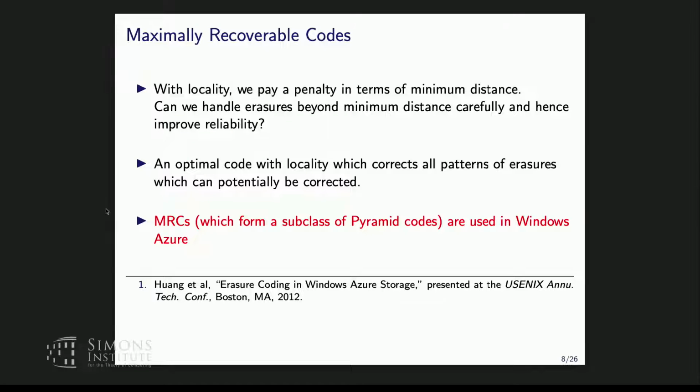So what is an MRC? The way to think about it is that if I am given an LRC topology specified by parameters, let's say n, r, and a few others, then I'm asking what are the maximal number of patterns which I can correct. So if a code can correct all possible patterns which are information theoretically correctable, we call it maximally recoverable for that topology. By the way, an instance of MRCs is already being used in Azure. So very well motivated in some sense, right?